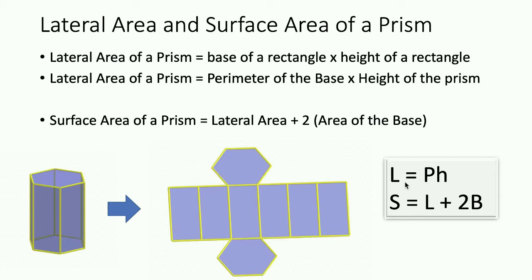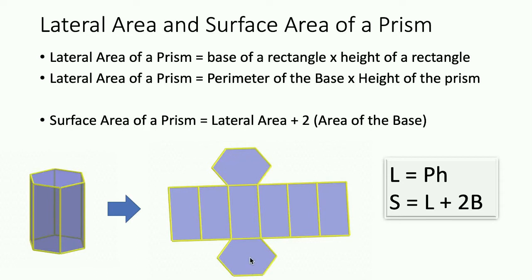And so here it is in words. Here it is just in letters. Lateral area equals perimeter of the base times the height. And then the surface area is going to be that lateral area. So surface area of a prism is the lateral area of the prism, so that rectangle there, which is perimeter times height, plus 2 times the area of the base, because there's a base here and a base here.